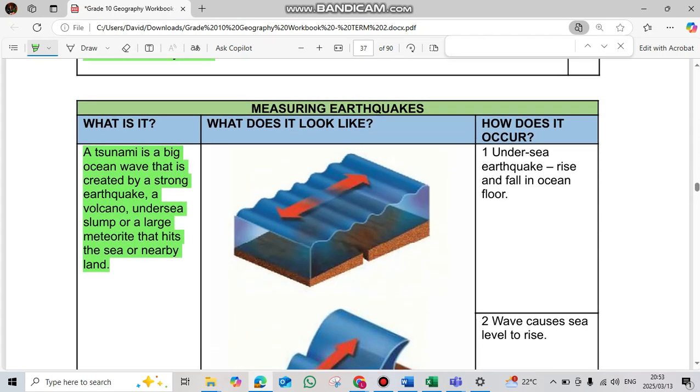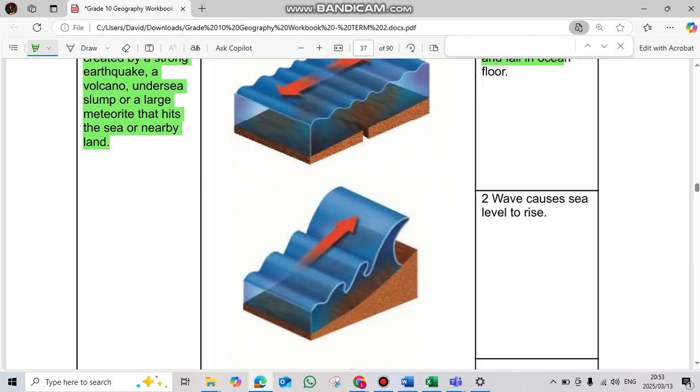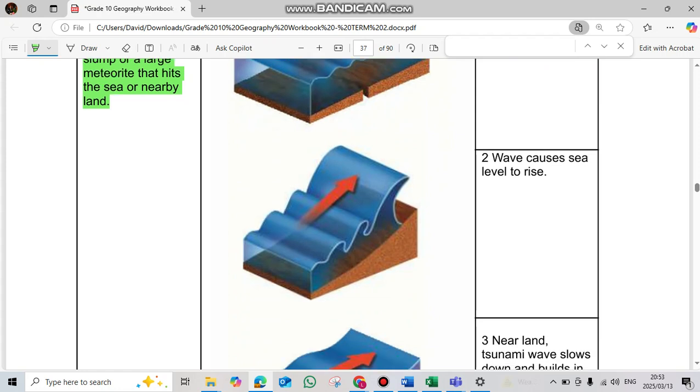So how do they occur? Initially, we first have an undersea earthquake. As the earthquake occurs, it releases a lot of energy at the bottom of the ocean floor. The ocean then rises and falls. Due to that release of energy, the wave causes the sea level to rise.